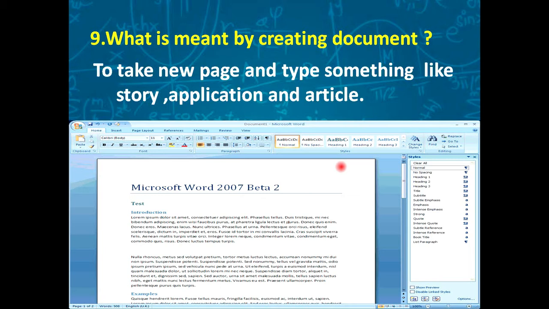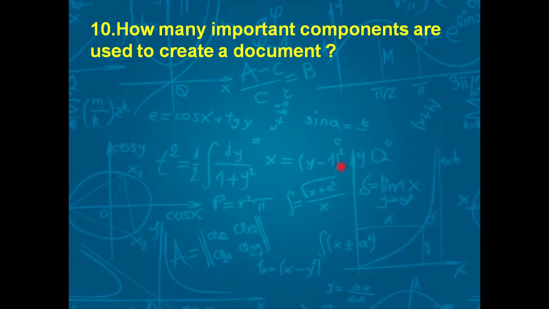Here you can see the example, Microsoft Word 2007 beta 2, a complete article about Microsoft Word. This is called creating a document because they have added so many things with the help of headings and different text, and they defined the headings by changing the color of the text. And this is a complete document, and you can see the setting of the paragraph, alignment of the paragraph, and adjustment as well. Everything is equal and to the point and accurate. So this is called creating a document.